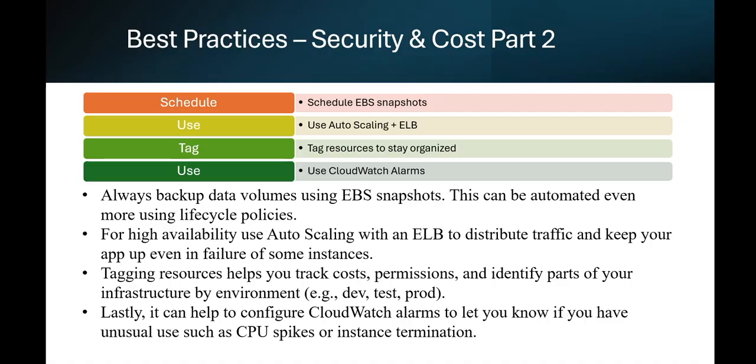Use CloudWatch alarms. Lastly, it can help to configure CloudWatch alarms to let you know if you have unusual use such as CPU spikes or instance termination.